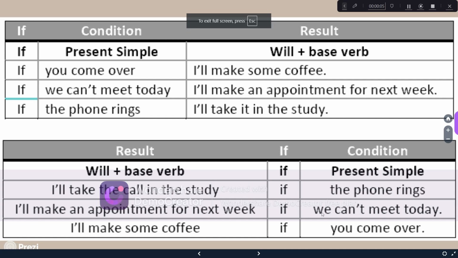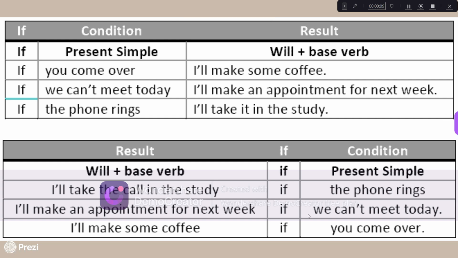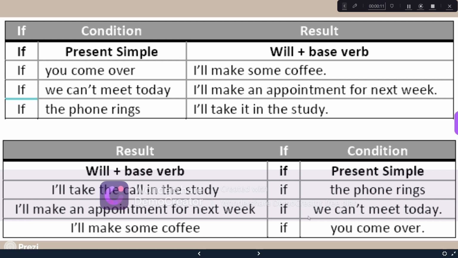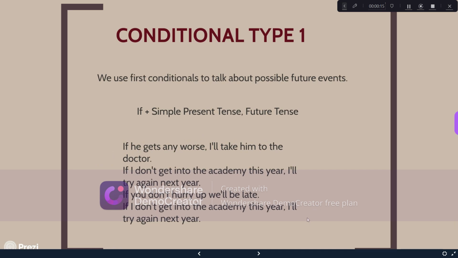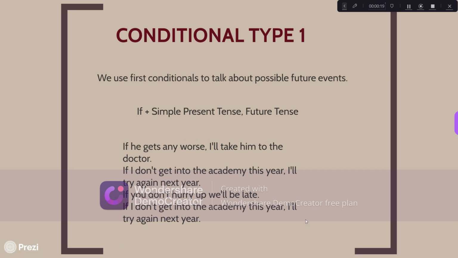Good morning, everyone. So first we will start talking about the first conditional and how we can form it. To start with, conditional type 1. We use first conditionals to talk about possibilities, future events.